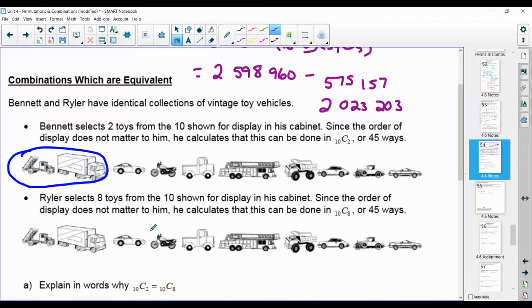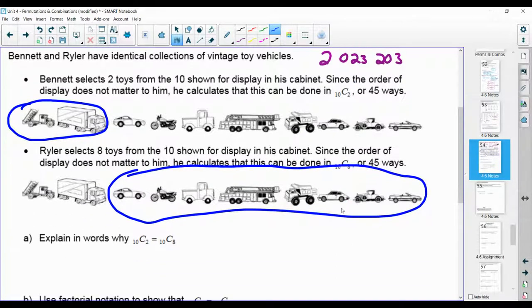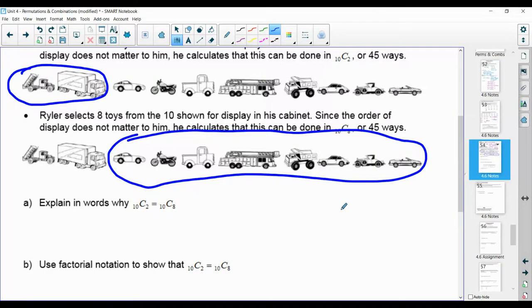Now Ryler decides he wants 8 toys. So he's going to select these 8 toys right here. And he knows the way that he can select 8 toys from a group of 10 is 10 choose 8. That's also 45. So interesting, 10 choose 2 and 10 choose 8 give us the same answer. So then the question is, why does 10 choose 2 equal 10 choose 8?